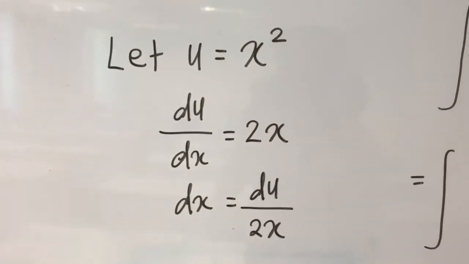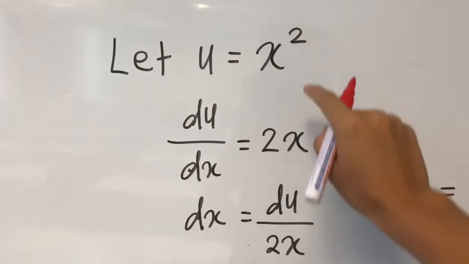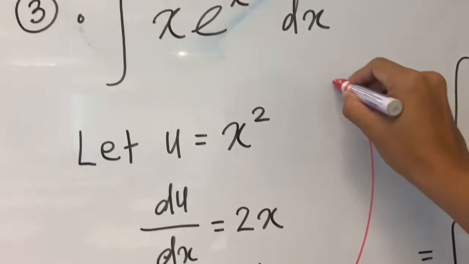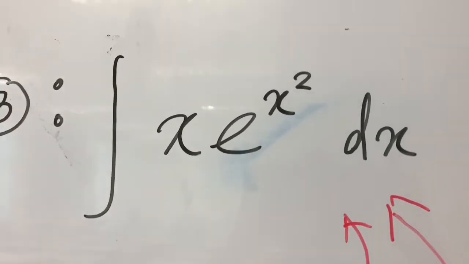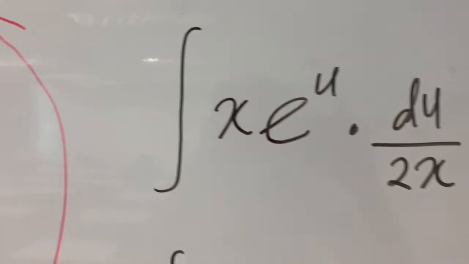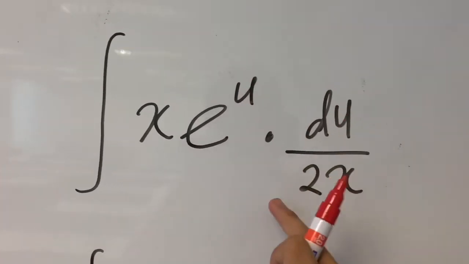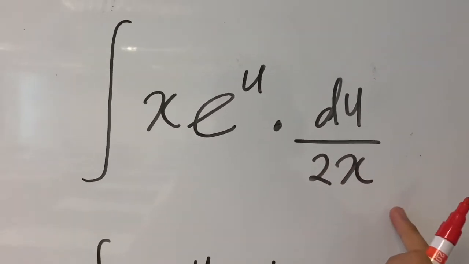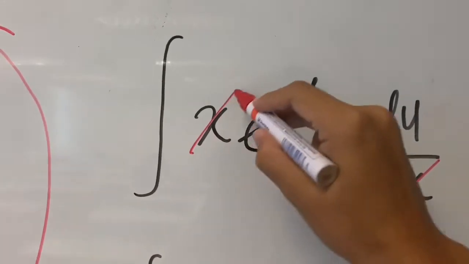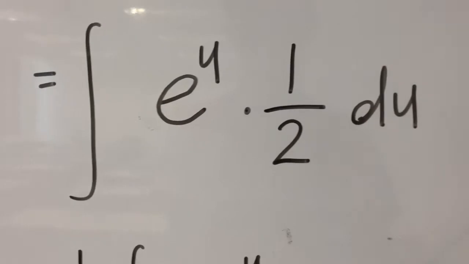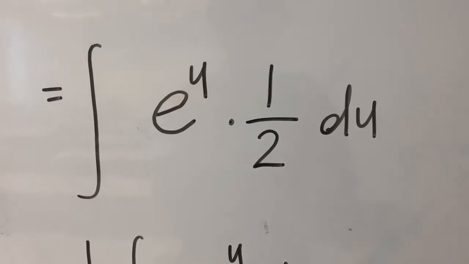From here, we finally have the terms of u and also the terms of dx. So we substitute u and dx back into the original expression. It will be like this: integrate x times e to the power of u times du over 2x. From here, we can cancel out the x terms, and it will be the integral of e to the power of u times 1 over 2 du.